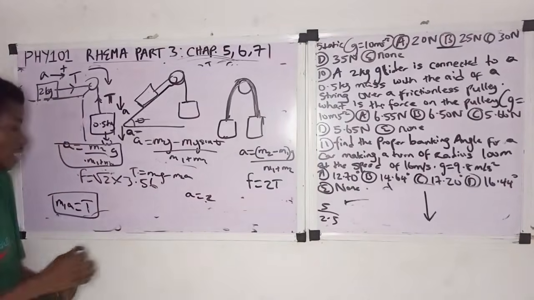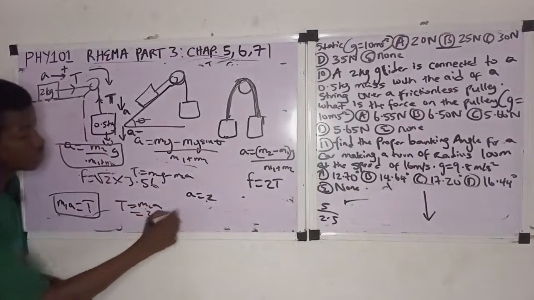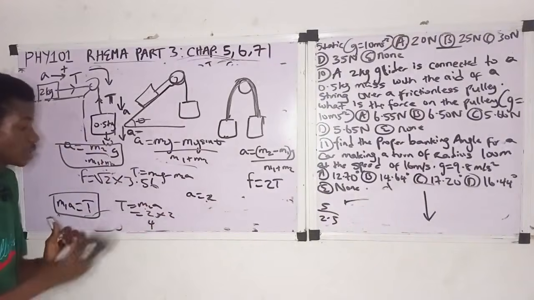So A is 2, right? Now, tension is equal to M1A. So M1 is what? It is 2. A is 2. So 2 times 2 is 4. So tension is 4, right?